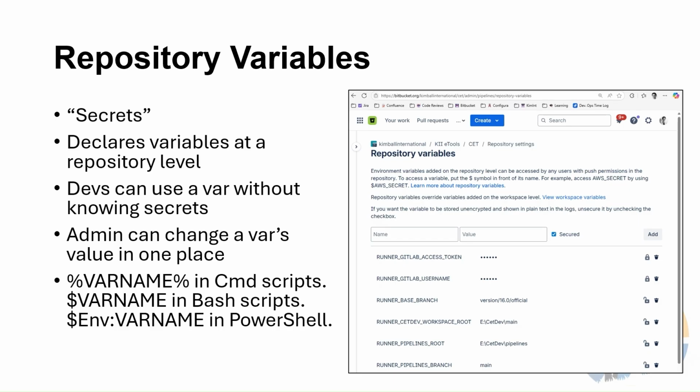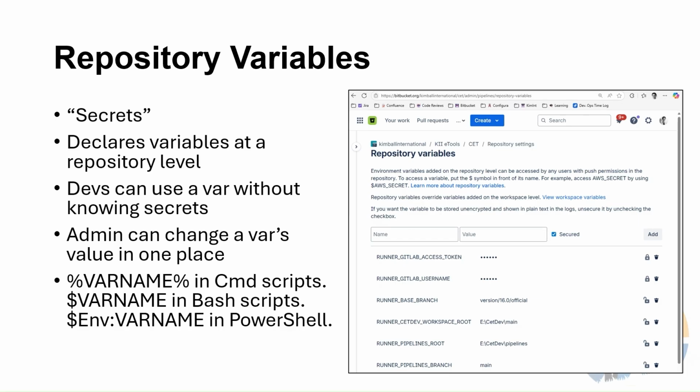So also then we have other variables that are not secrets. Like for example, I have runner base branch, version 16.0 official, and then runner cet dev workspace root. So there it is again. You saw it earlier when I brought up our persistent server. Our cet dev workspace is at the E drive in the cet dev folder in the main folder.